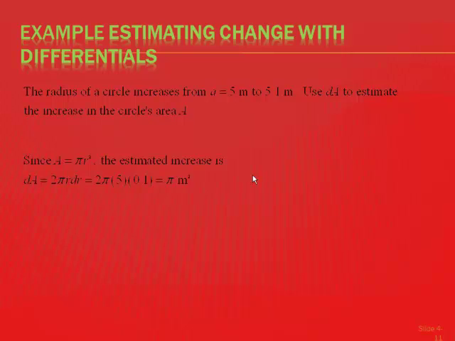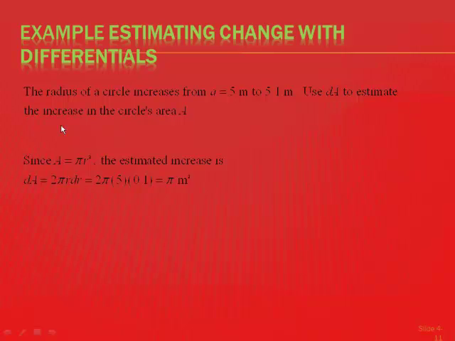Examples: estimating change with differentials. The radius of a circle increases from x equals a, 5 meters, to 5.1 meters. The radius of a circle changes from 5 to 5.1 meters. We're going to use the derivative to estimate the increase in the circle's area, or how that is going to change the area of the circle if the radius changes by 0.1 meter.